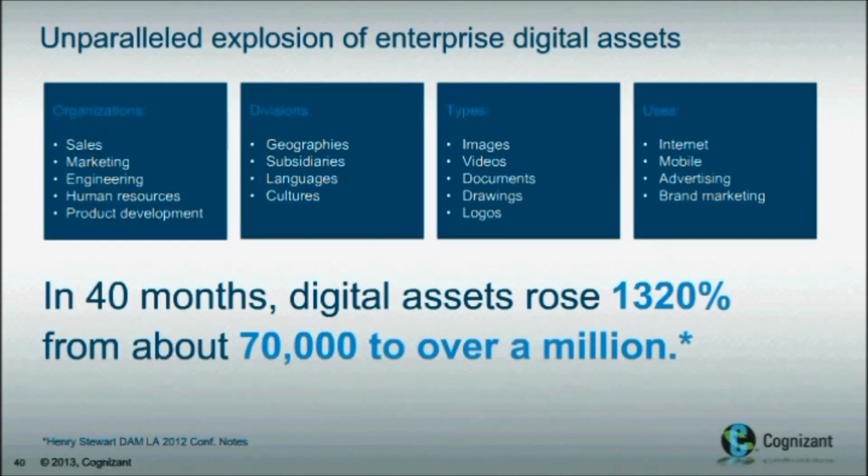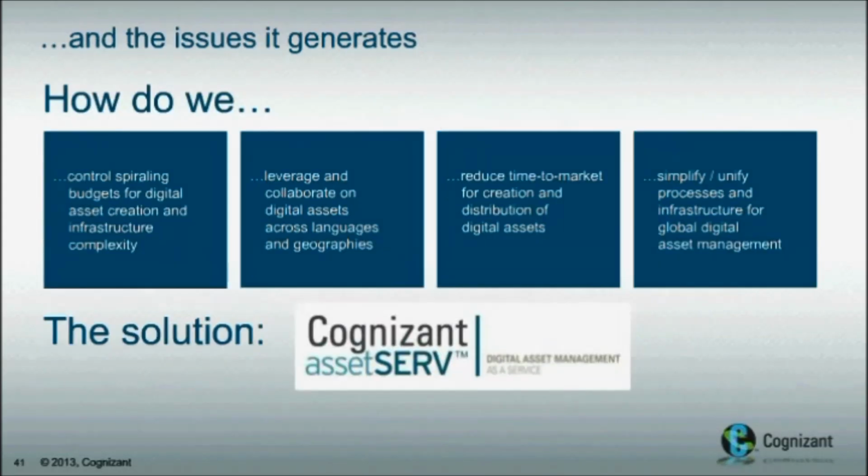So clearly there's a huge explosion in the enterprise and digital assets, and we're seeing this with all of our customers today. When this explosion happens, there's a problem. Essentially, how do I control my costs? I have spiraling costs to really manage all of this content. How do I collaborate? I'm now working with partners across the globe in different agencies, different divisions, and how do I really do that in a successful way?